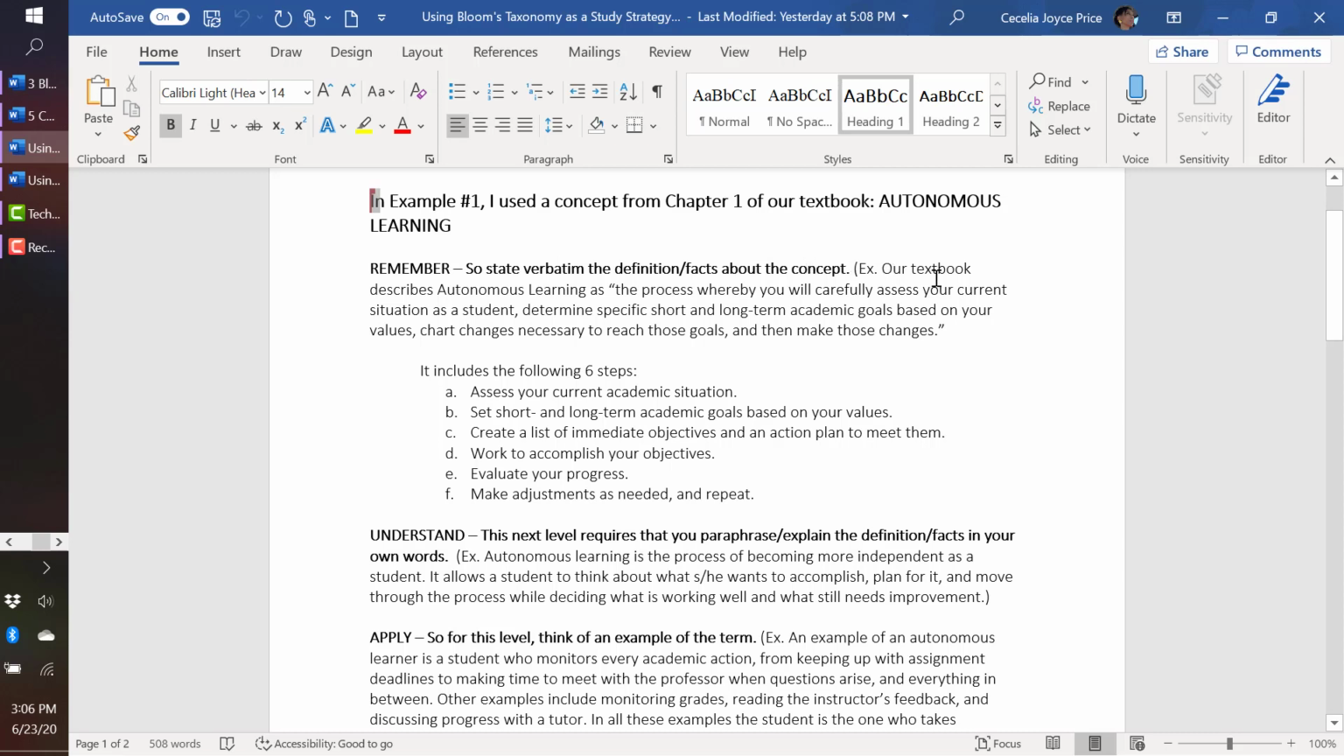Here it is. Our textbook describes autonomous learning as the process whereby you will carefully assess your current situation as a student, determine specific short and long-term academic goals based upon your values, chart changes necessary to reach these goals, and then make those changes. Notice these quotes here. This person went to our textbook and copied that definition word for word. They even went further and included all these 6 steps of autonomous learning.